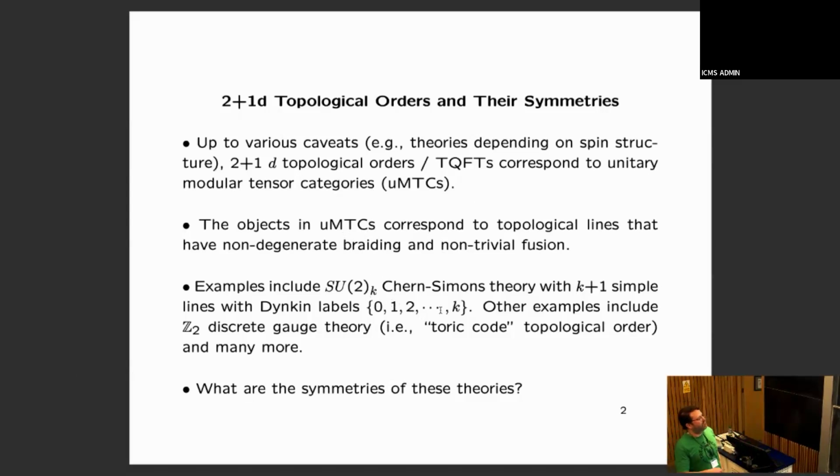So I'm going to come back to examples of discrete gauge theories later in this talk. So a canonical textbook example of these kinds of MTCs is the Z2 discrete gauge theory, for example, or the toric code topological order for the condensed matter theorists. So before discussing equivariantization, which has to do with gauging symmetries, let me just say a few words about what the symmetries are of these theories.